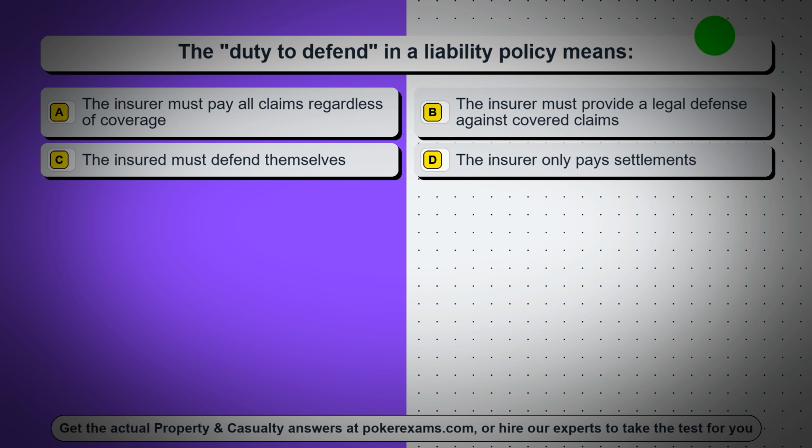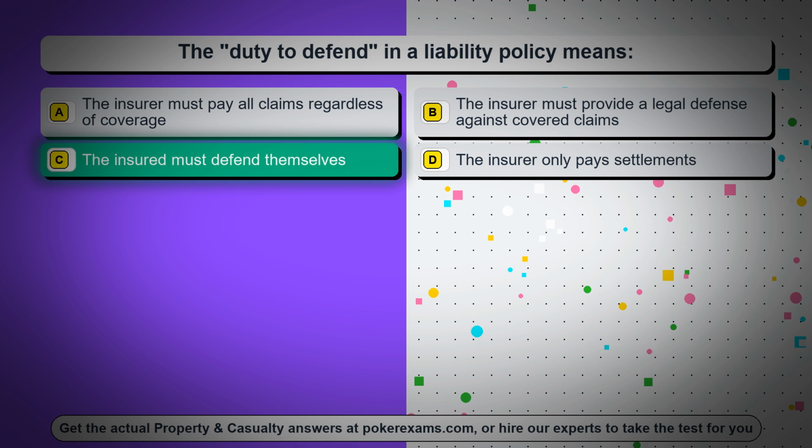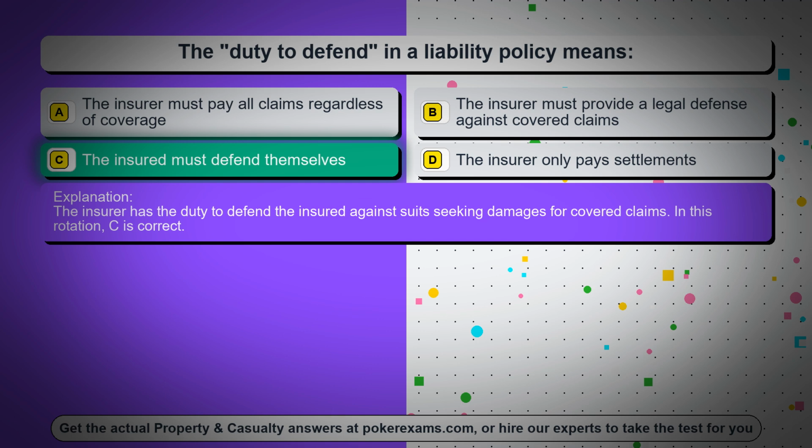Question 54. The duty to defend in a liability policy means: Option A, the insurer must pay all claims regardless of coverage. Option B, the insurer must provide a legal defense against covered claims. Option C, the insured must defend themselves. Option D, the insurer only pays settlements. The correct answer is option C, the insured must defend themselves. The insurer has the duty to defend the insured against suits seeking damages for covered claims.